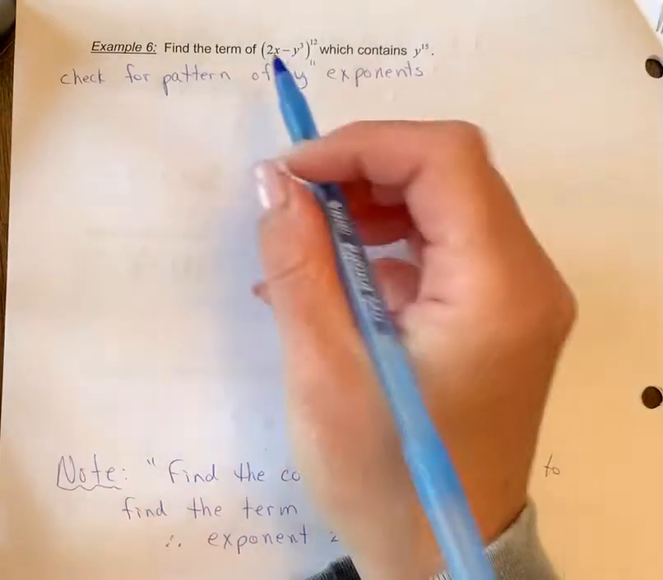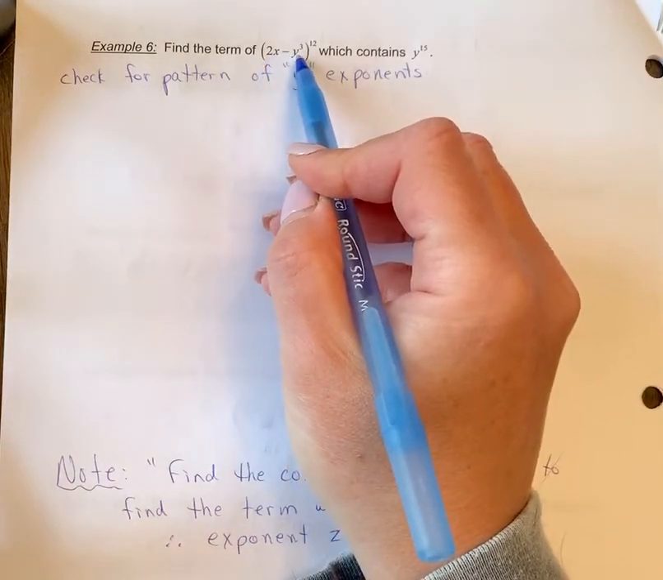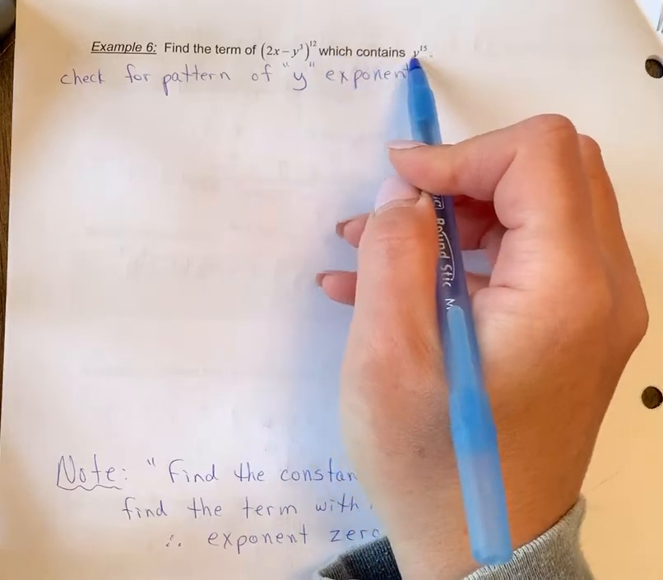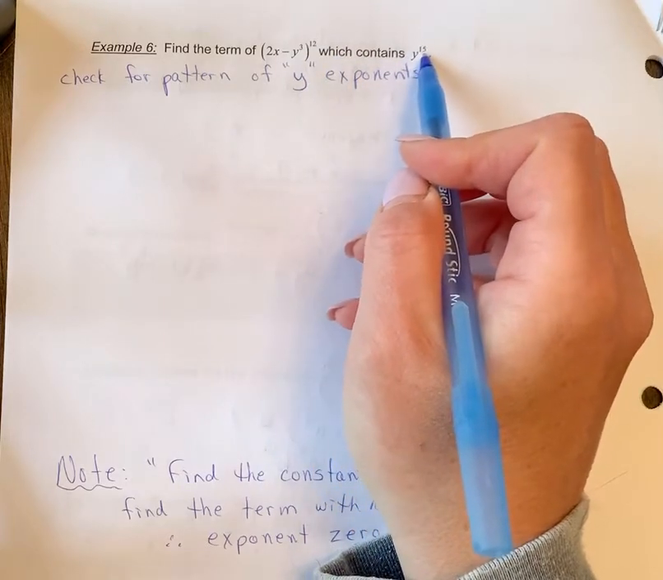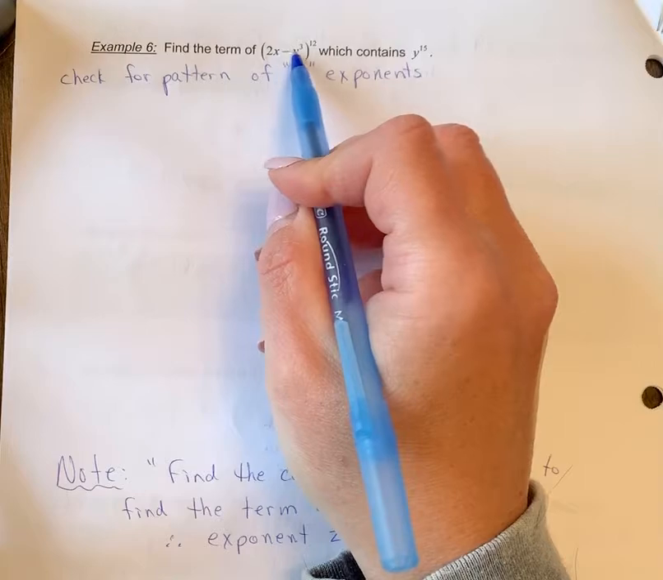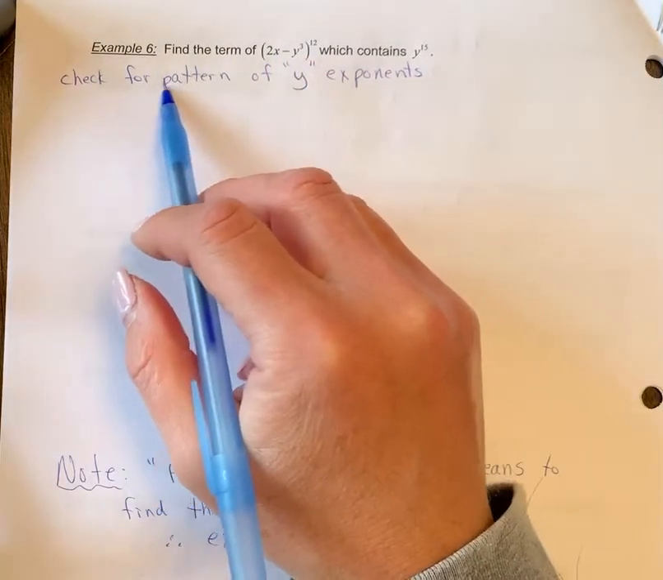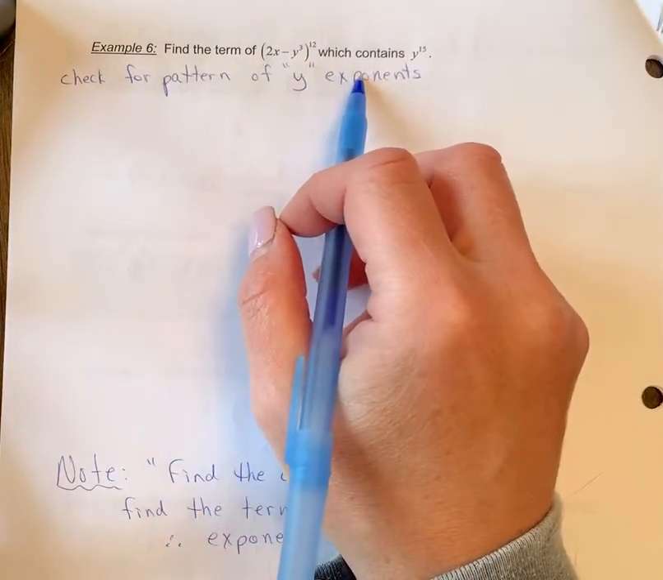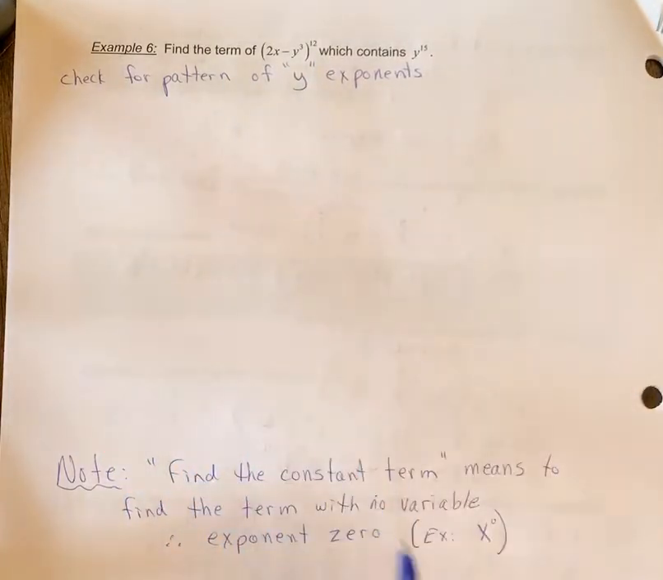Example 6, find the term of (2x - y³)^12 which contains y to the 15. So my goal is to find y to the 15. Because this has two different variables in it, I'm really only concerned about the pattern of the y exponents. I still tend to write just to help me keep track of things.